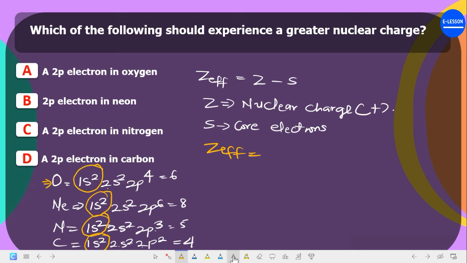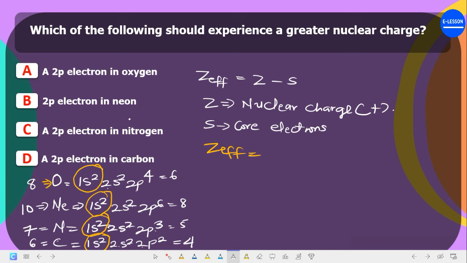Now, oxygen has atomic number of 8, so the number of protons is also 8. Neon has atomic number of 10, so the number of protons is 10. Nitrogen has atomic number of 7, number of protons is 7. Carbon has atomic number of 6, number of protons is 6. So, in this case, you have 8, 10, 7, and 6. So, Z effective: the nuclear charge is the number of protons, which are these charges here.